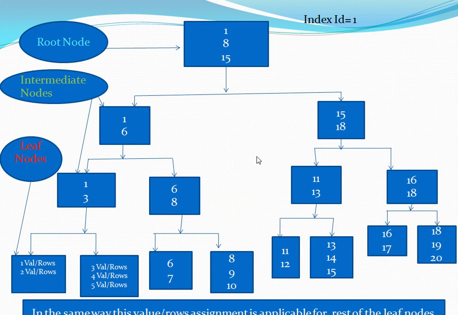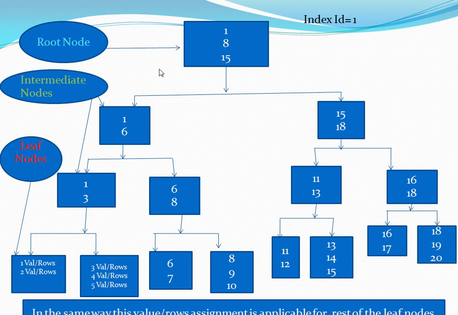And now this is the clustered index structure. So this is the root node. Here we have an intermediate node, this intermediate node, and this intermediate, and these are the leaf nodes. So these are all leaf nodes. In the same way this value and row assignment is applicable for the rest of the leaf nodes. So how does the clustered index store the data? So here is the value or rows, value or rows.